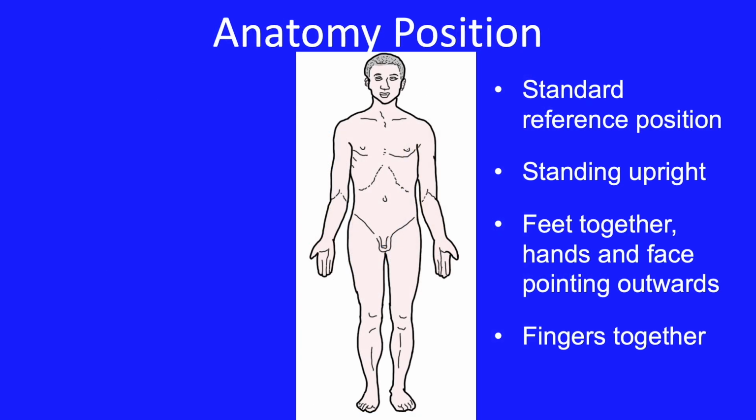Before starting the description of structures we will observe in the different regions, we need to present the anatomical position. This is the standard reference position for which all other structures will relate. In this position, the patient, even if lying down, is envisioned to be standing upright with the feet together and the hands and feet pointing outwards. The fingers are together. In the male, the penis is considered being erect in the anatomical position.